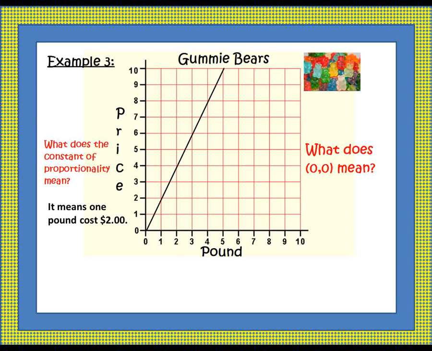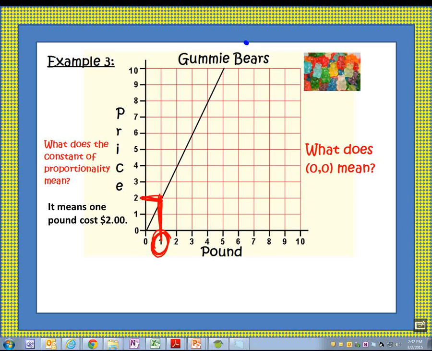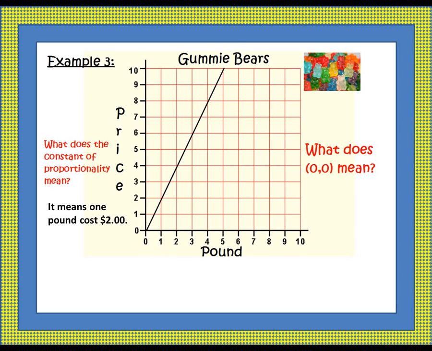I'm sorry. Can you repeat that? Cents? Cents. Right. Actually, this should say price in dollars, and that one should say pounds. In this situation, it does. That's actually a pretty good price for a pound of gummy bears.